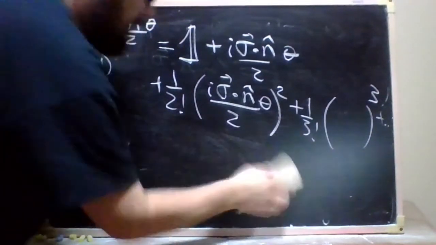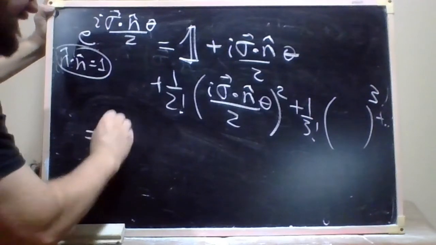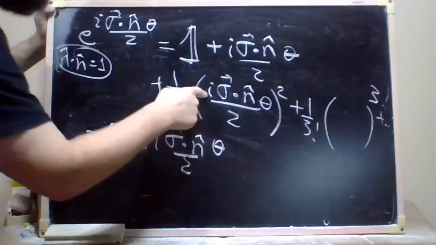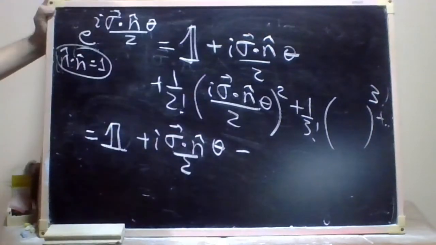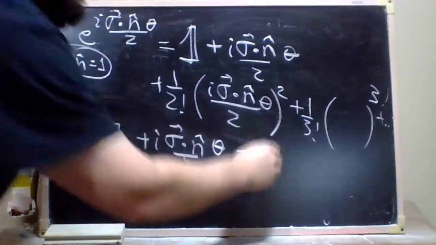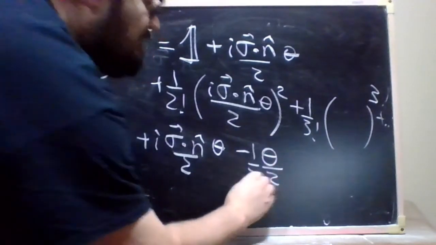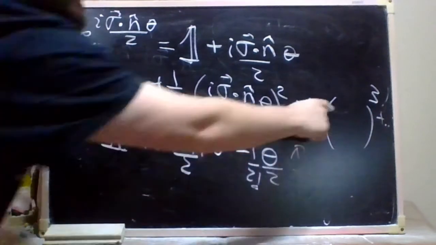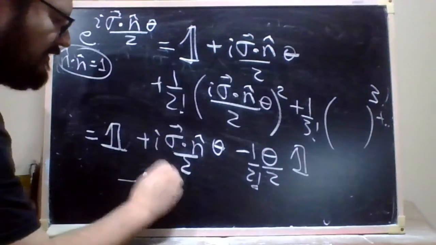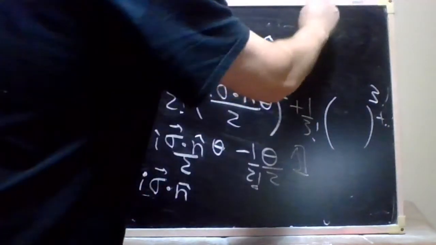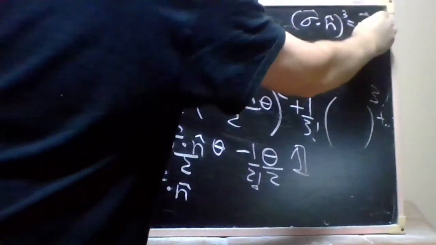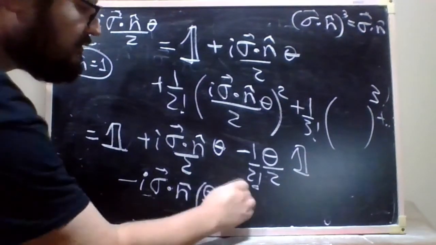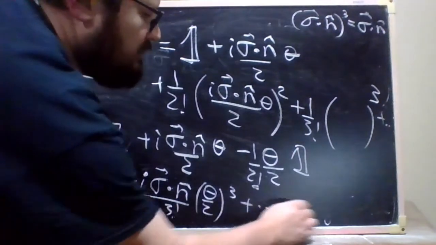So you'll find that it is the identity plus i sigma dot n theta over 2. This i squared is minus 1, and this thing squared is the identity, theta over 2 squared, 1 over 2 factorial, multiplying the identity, of course. Plus, the i cubed is minus i, and sigma dot n cubed is just sigma dot n because the square is just the identity, so minus i sigma dot n theta over 2 cubed divided by 3 factorial, plus it goes on.